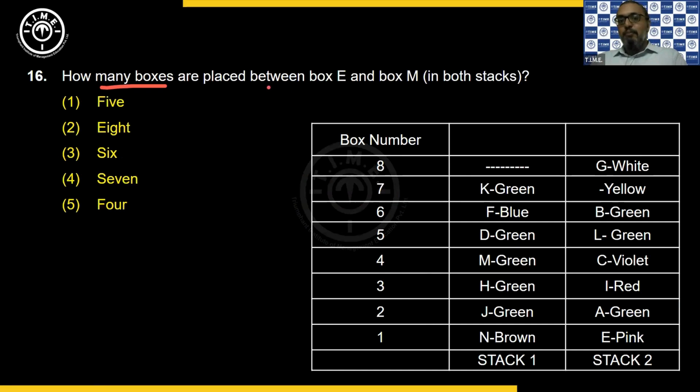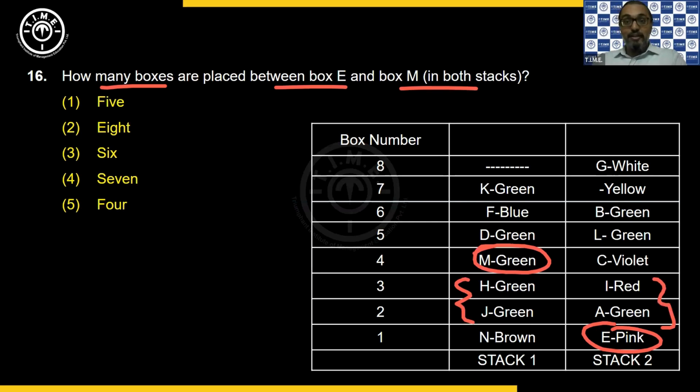Then how many boxes are placed between E and M in both stacks? Okay. Between E and M. So E is here and M is here. So between E and M, how many are placed in both stacks? Correct. The answer should be 4.